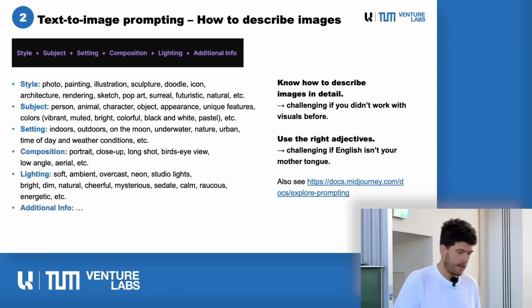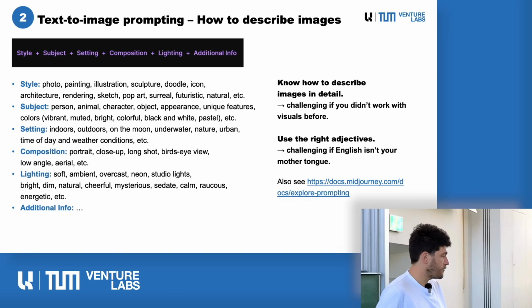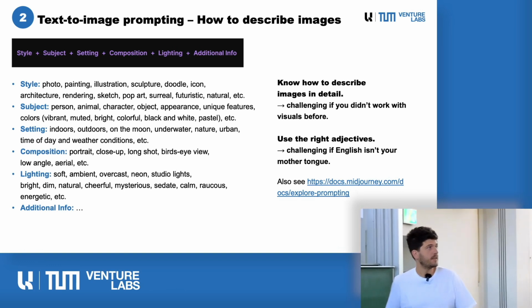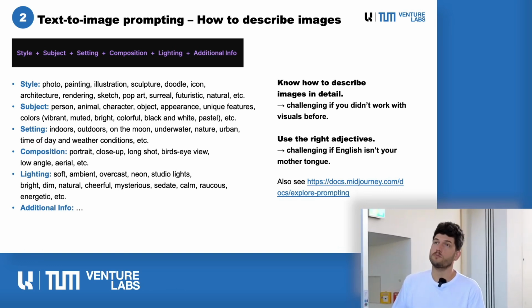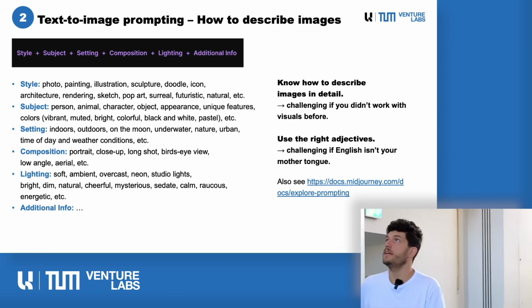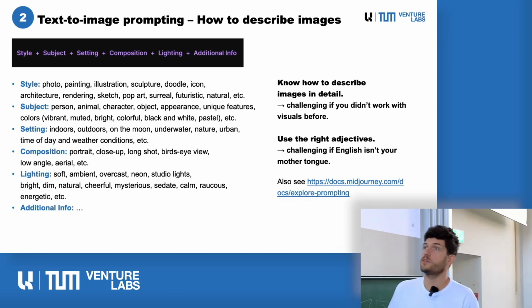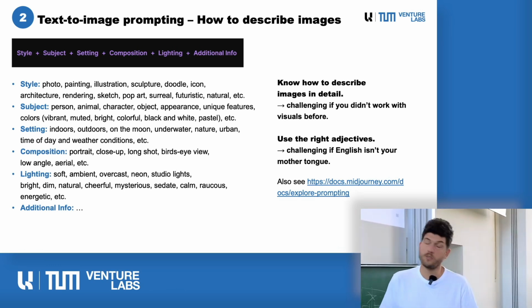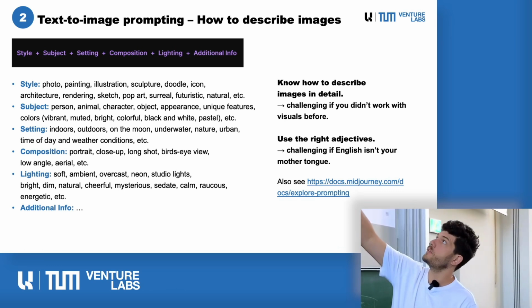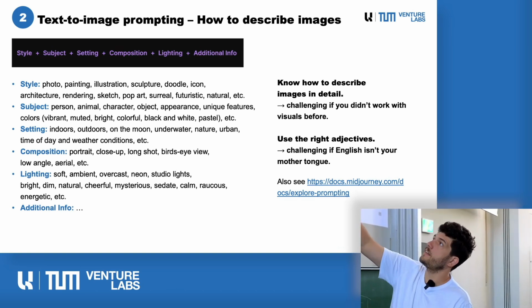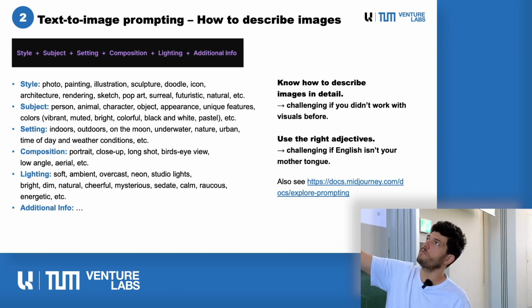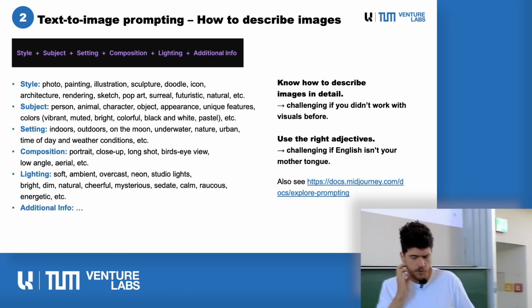And here we have some of the keywords that you might want to use. Maybe try it out with describe your project that you're working on in the style. Think of your website. What should your website look like first of all? Do you want to have illustrations? Do you want to have photos? Should it be a photo, an illustration, a sculpture, a doodle, an icon, an architecture, a rendering or something like that? What do you want to show?